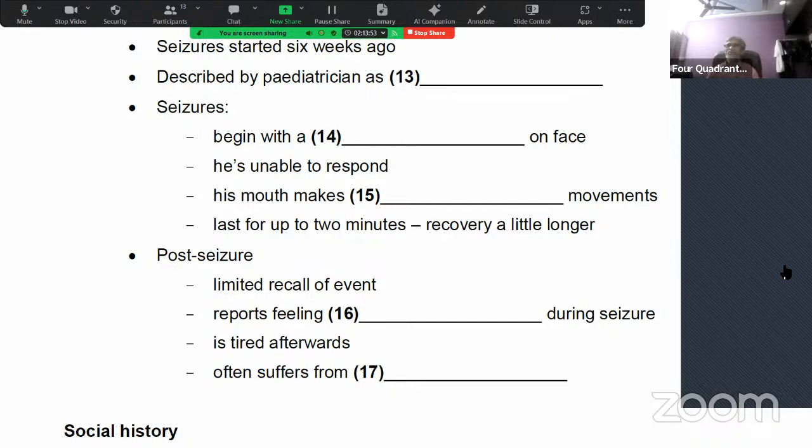So I'm going to increase the number of sessions because new students have come.